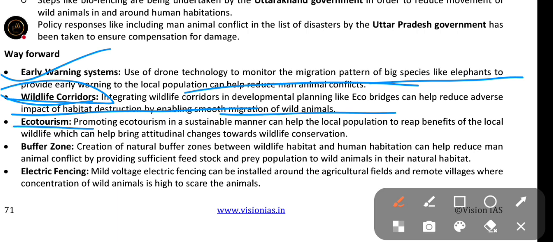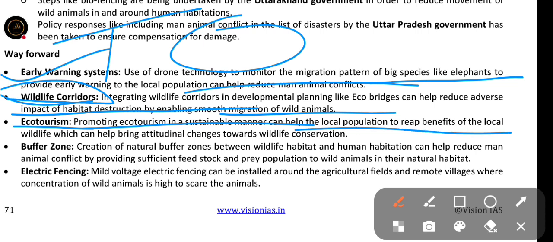Ecotourism. Ecotourism is a very important initiative. You should know what ecotourism is. Ecotourism means tourism for the environment and ecology. Okay, an exhibition of animals in the national park, wildlife and wildlife sanctuary. And under this, promoting ecotourism in a sustainable manner can help the local population to reap benefits of the local wildlife, which can help bring attitudinal changes towards wildlife conservation.